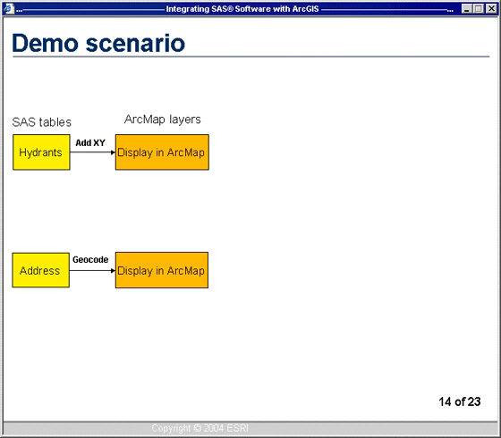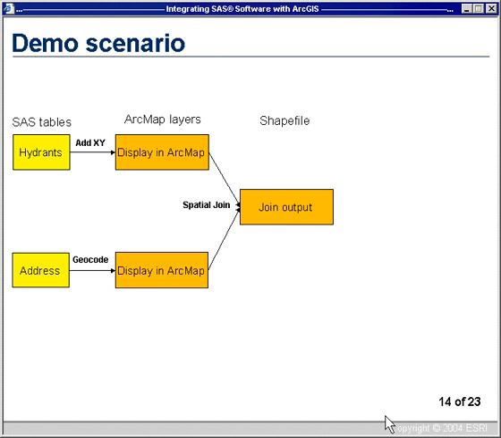Once we've got them both displayed in ArcMap, if we want to start answering this question, we need to join them together. The hydrants and the addresses have in common proximity. There is no key field that links them together. So this is appropriate for a spatial join. When you do a spatial join, it's going to create a brand new data set that is actually in the form of a shapefile. The shapefile is going to have an additional field on it that contains the distance of each address from a hydrant.